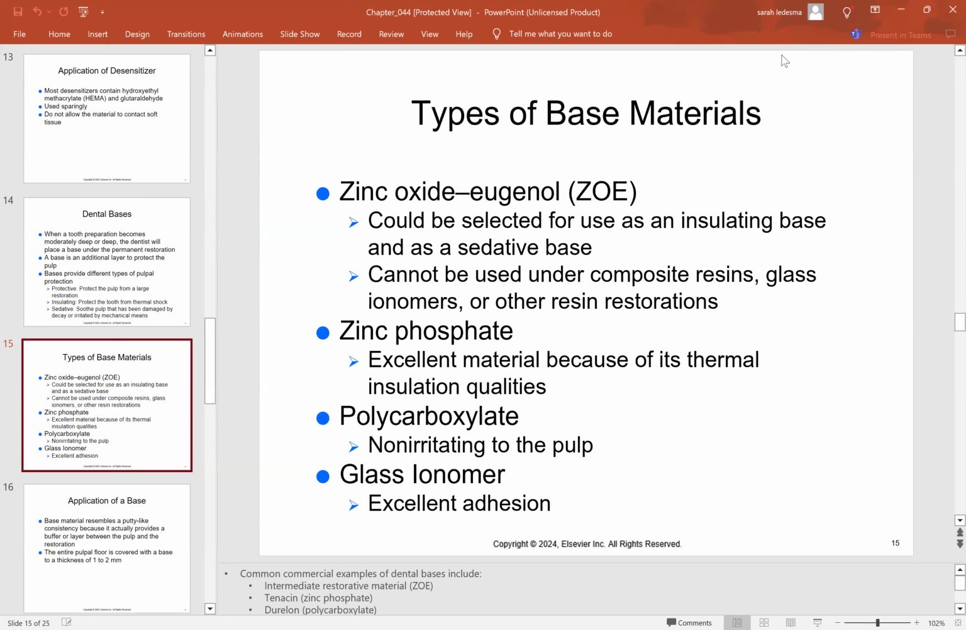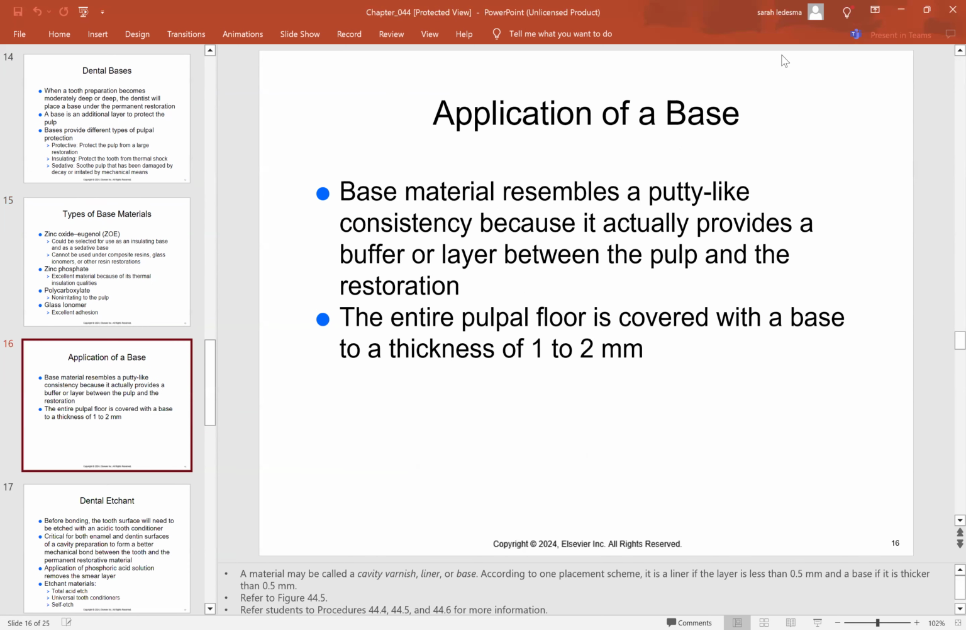Types of base materials may include ZOE, zinc phosphate, polycarboxylate, and glass ionomer. The base is supplied in a putty-like consistency because it actually provides a buffer or layer between the pulp, and we typically apply this at the base of the preparation in a thickness of 1 to 2 millimeters.